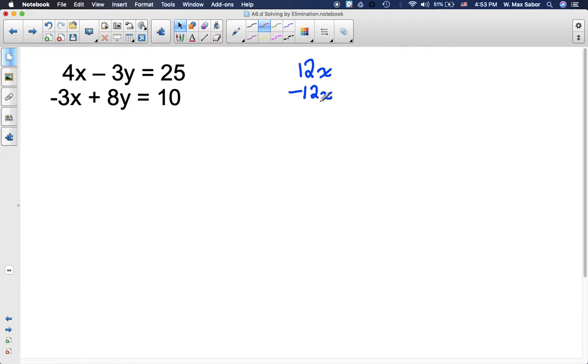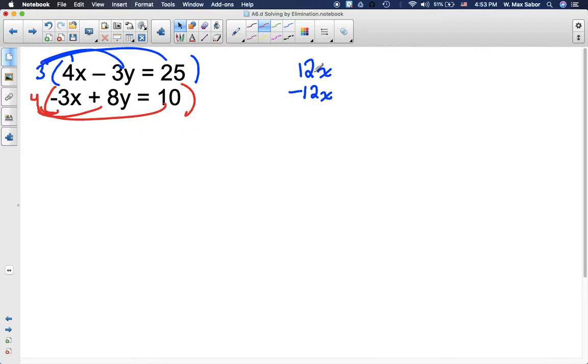So if I can figure out what to multiply by to get this to be 12x and the second equation to be negative 12x, then that will work. So what do I multiply by? If I multiply by 3, 3 times 4 gives us 12. So now we'll multiply the first equation by 3. The second equation, 4 times negative 3, will work. So then we multiply that whole equation by 4.